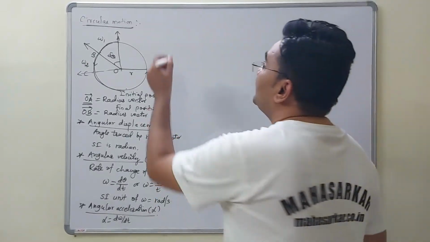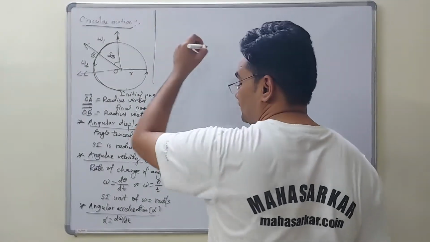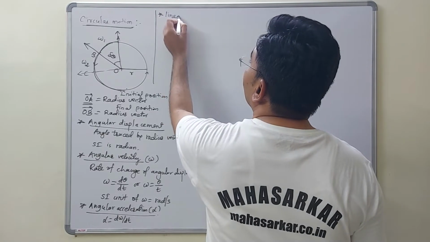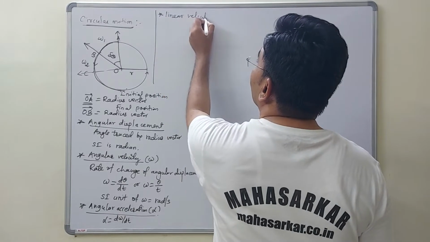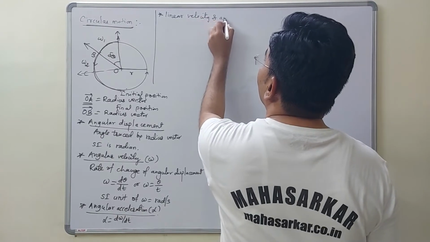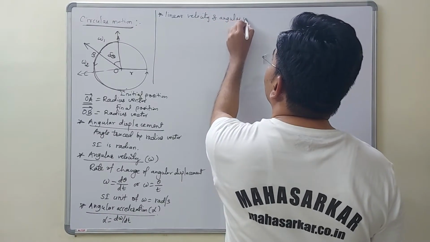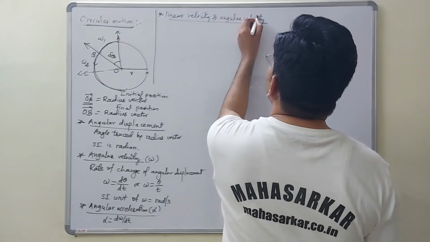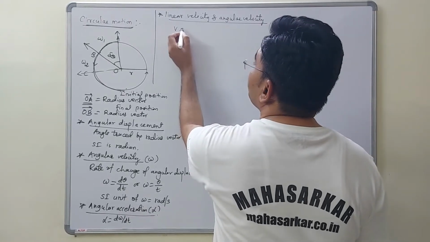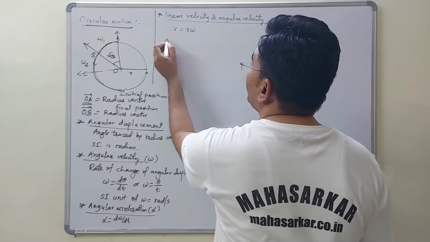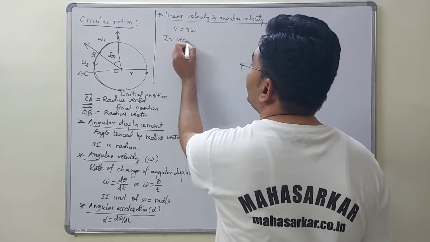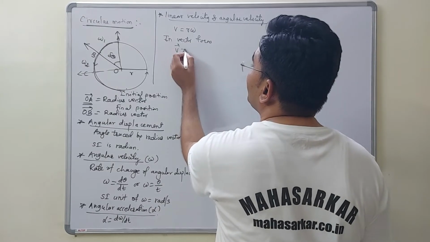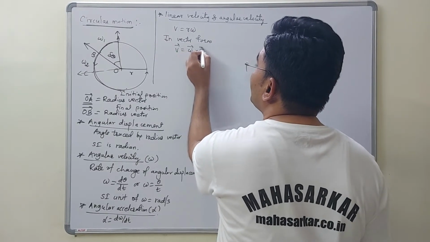Now from standard 11 we have learned a relation between linear velocity and angular velocity. That relation was given by v equal to r omega. In vector form we write this as vector v equal to omega cross r.